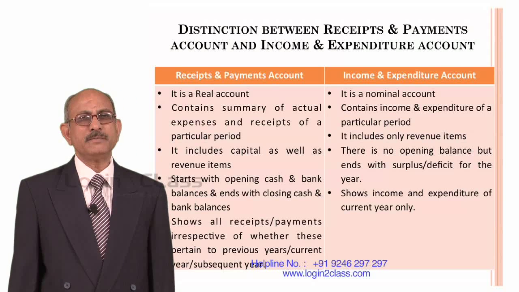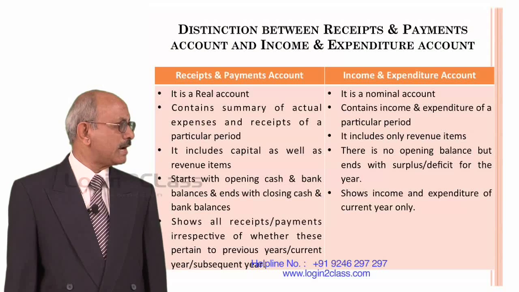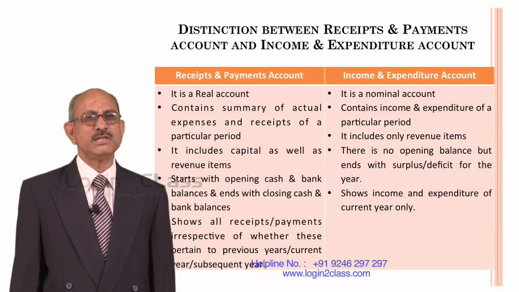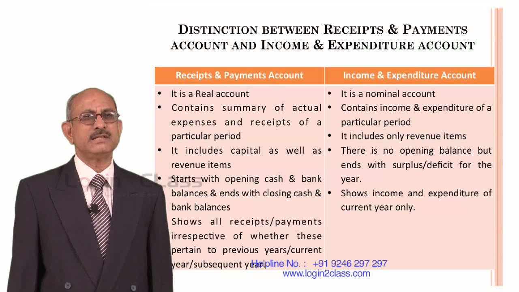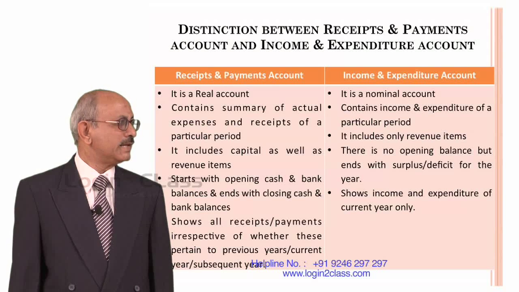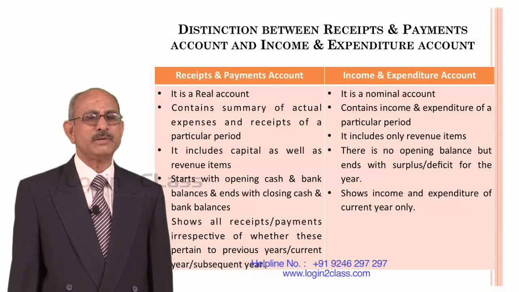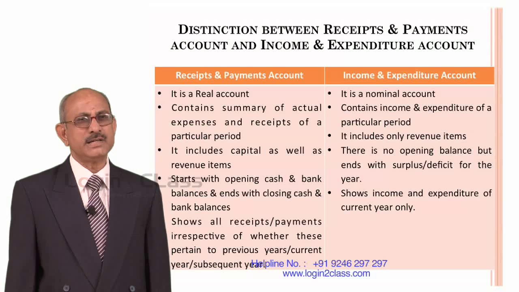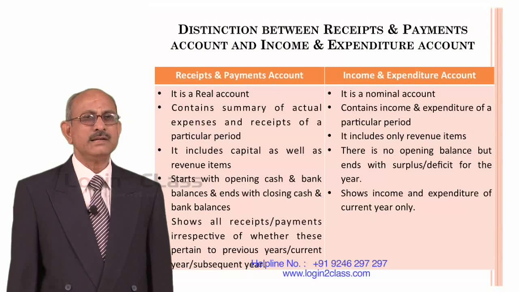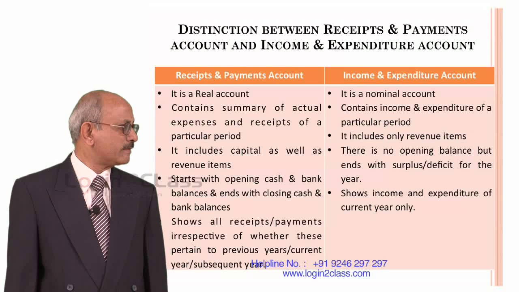So, in the case of a receipt and payment account, it includes both capital as well as revenue items. There is no distinction between capital receipts and revenue receipts. Whereas, in the case of an income and expenditure account, it includes only revenue items. Capital income is not included in the income and expenditure account.